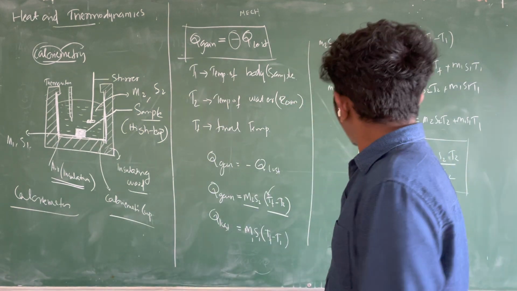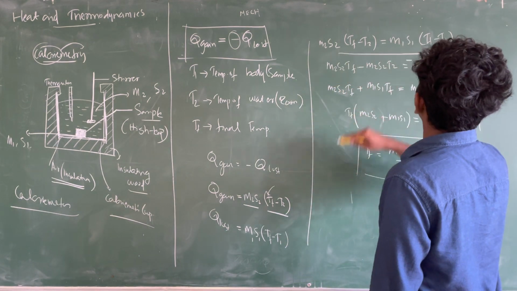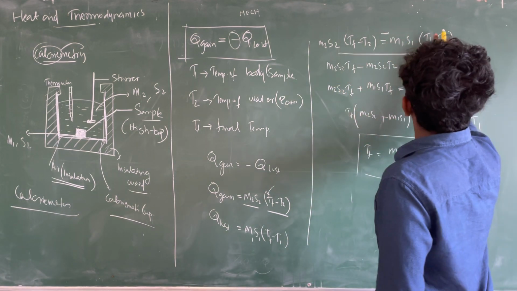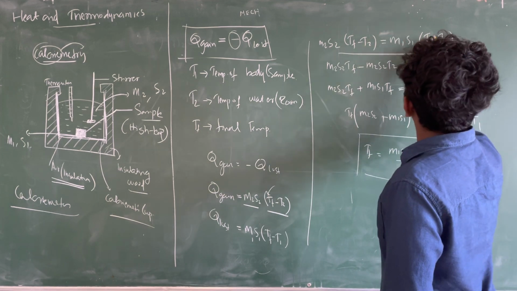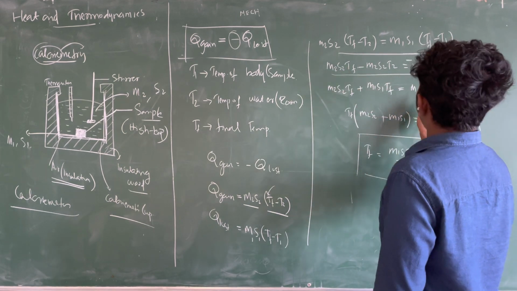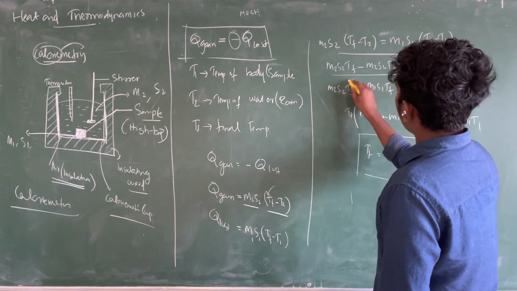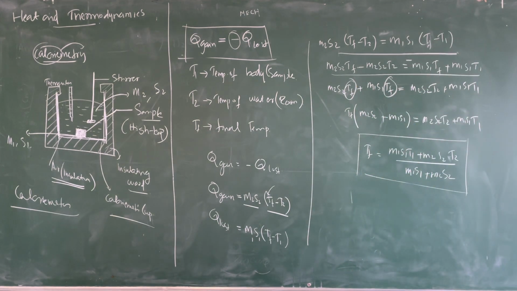Alright. So now equate both of them. You can give Tf minus T1 or minus (Tf minus T1), both are fine. So expand this, take the Tf terms to one side, and the other terms, T1 and T2 terms, let them go to the other side.